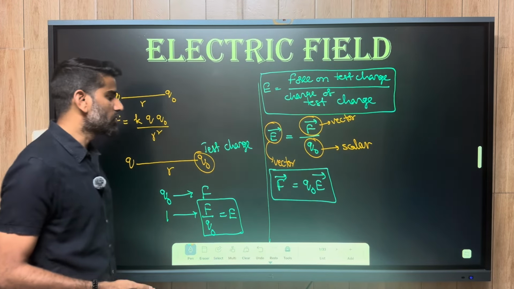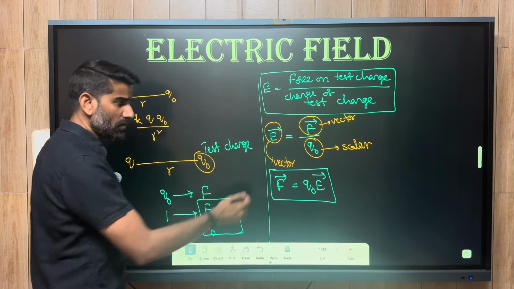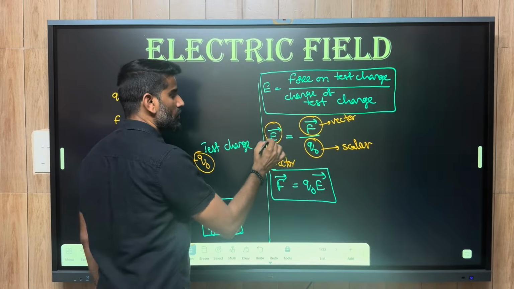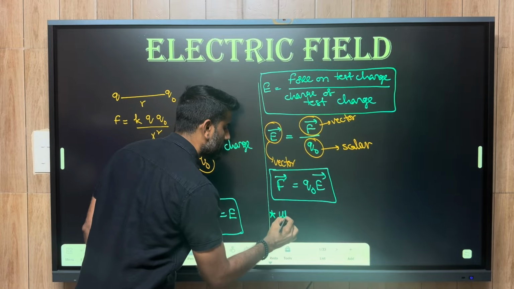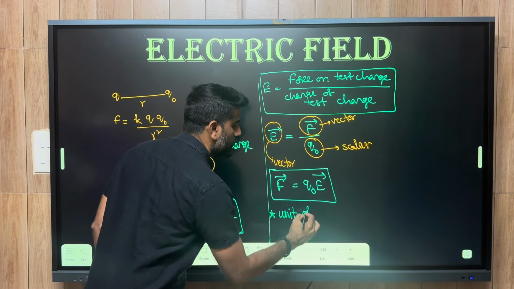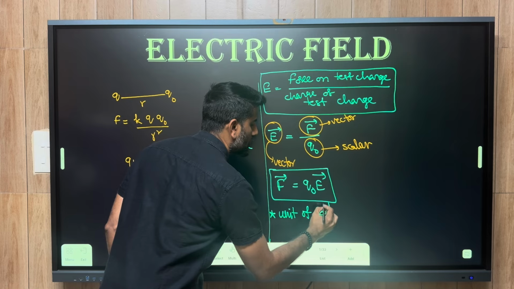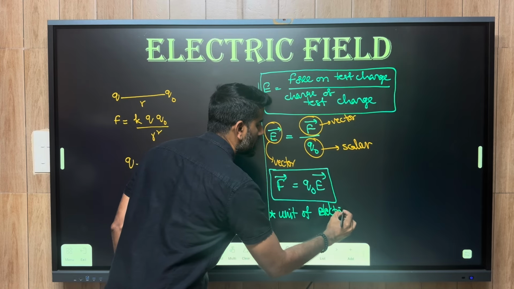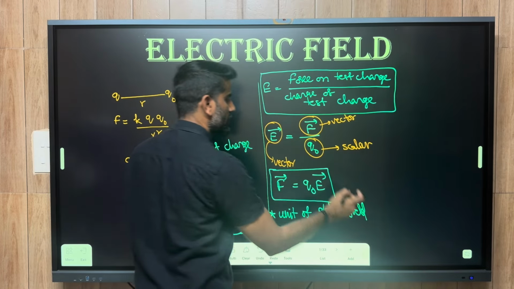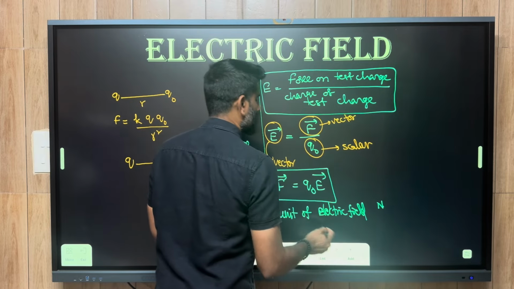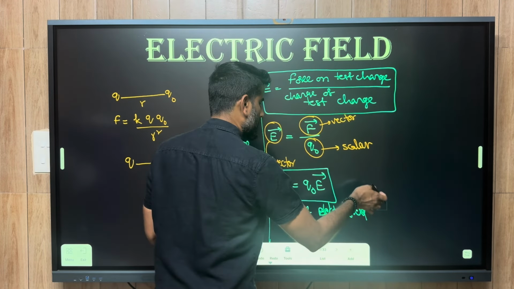Now let's move on to the next slide, and I want to write the units also. What is the unit of electric field? The unit of electric field is, force unit is Newton.